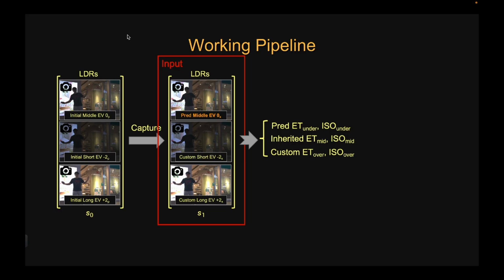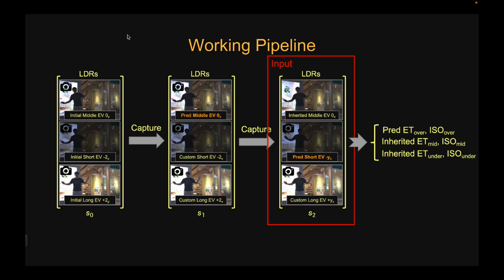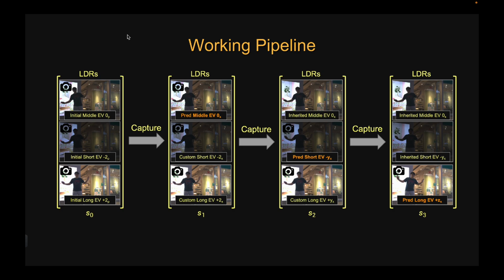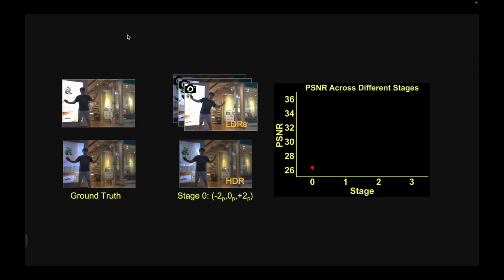Similarly, the agent takes the taken LDRs as input and predicts the parameters for the underexposed frame, customizes the parameters for the overexposed frame, and inherits the parameters for the mid-exposed frame. Finally, the agent predicts the parameters for the overexposed frame with others inherited from the previous stage. In such a way, our method iteratively improves the result through the stages during inference.